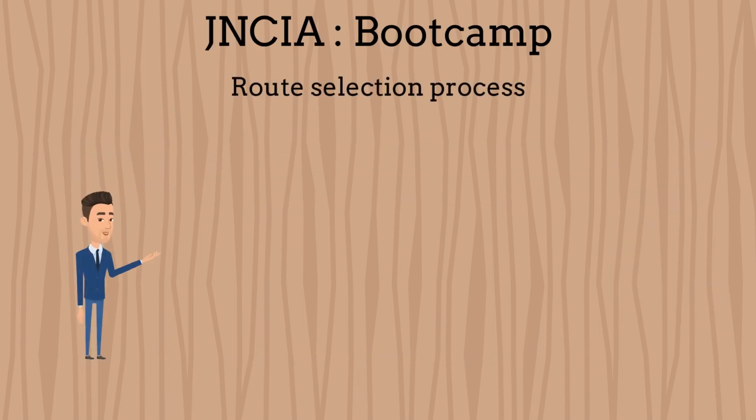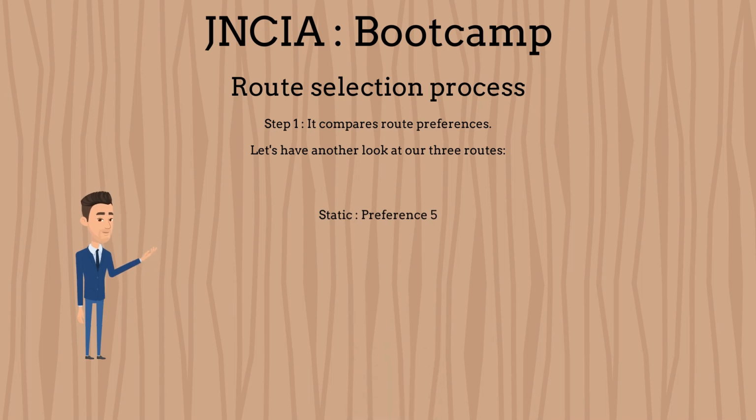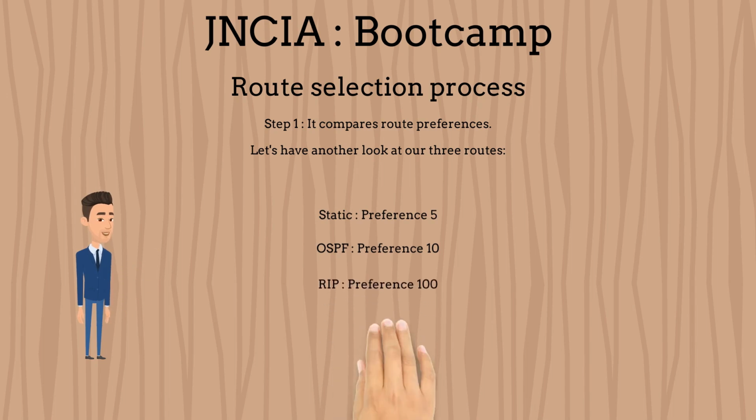How does it choose? Well, step 1, it looks at the route preference and compares them. Let's remind ourselves of our 3 routes. We have a static with a preference of 5, OSPF with a preference of 10, and RIP with a preference of 100. The first thing Junos looks at is the preference value, as we've already stated. Now, in this case, a lower preference means a higher priority. So in our example, the static route has the lowest preference, 5. So it wins over OSPF and RIP.